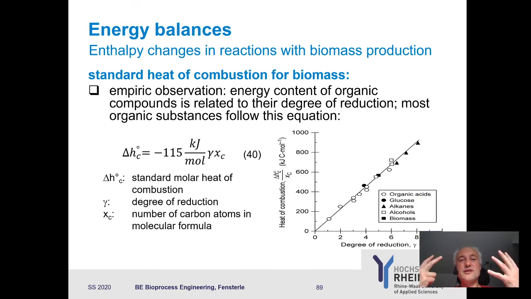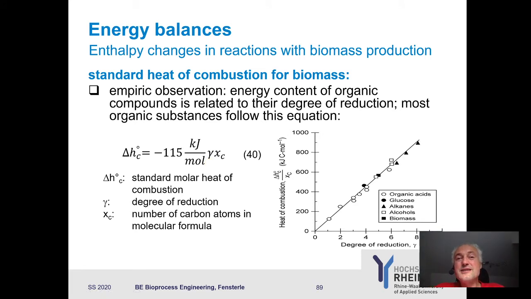The degree of reduction is 8 in the case of methane. You have 1 carbon, it's methane. So you transfer 8 electrons to oxygen. In other words, if you look at this equation, this means that our heat of combustion of methane is simply this term here, fold the degree of reduction, in other words, fold the number of electrons we have transferred, and this is 8.